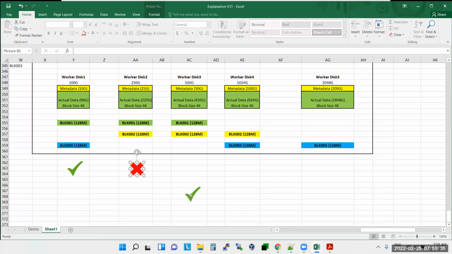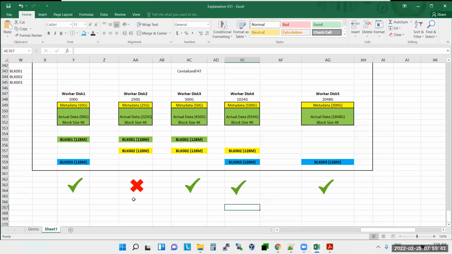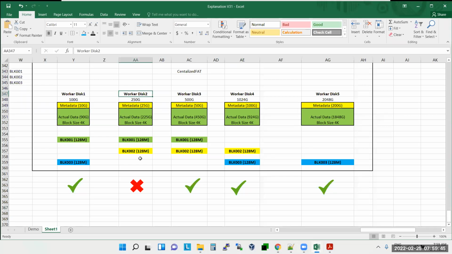So the second disk is gone. Is there any problem for my data? No, sir. There will be no problem. Why? Because the replica is there, sir. So if the second worker disk is not there, what is not available? Block 1 one copy is not available. Block 2 one copy is not available. But do I have block 1 in some other disk? Yes, here, sir.